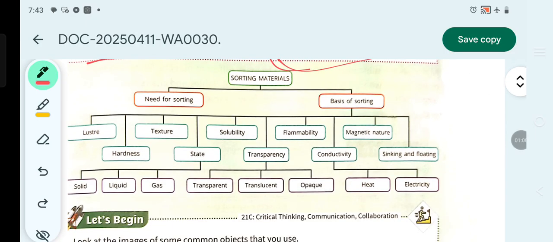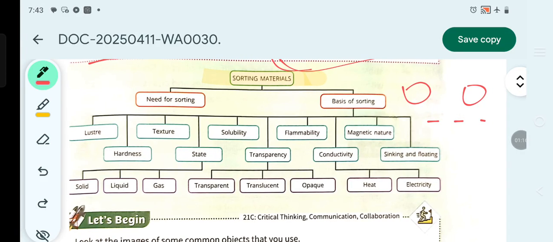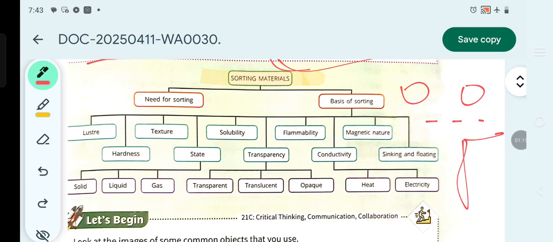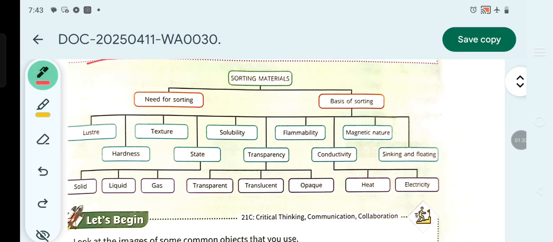So here you can see a graph on sorting material. It's written sorting material, meaning the material which you want to sort, like here is an apple, and so many objects are placed on a table over here, and you have to sort them based on their characteristics. That's what sorting materials into groups is basically. So let's start. Sorting materials.